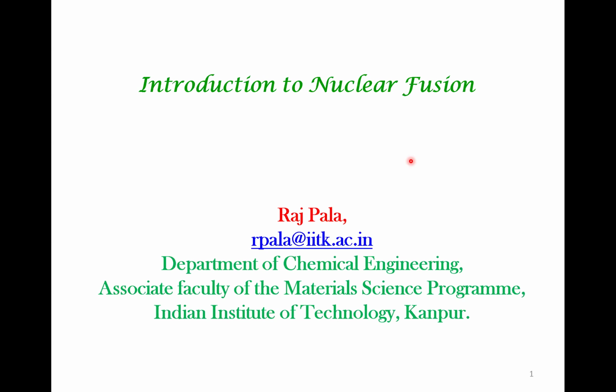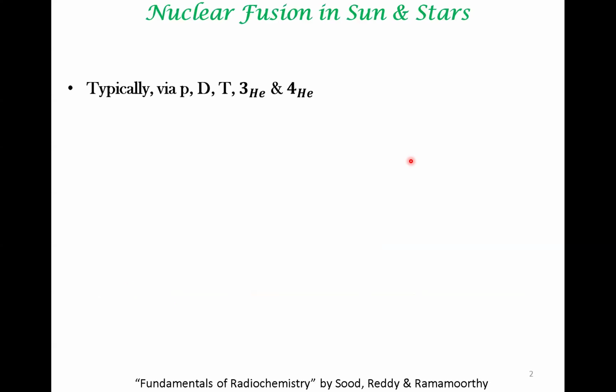In any case, let's see where it is relevant and some features of nuclear fusion. It is most relevant to understand the energy production in the sun and other stars. So typically, nuclear fusion involves light elemental nuclei. The reason for this is the Coulomb barrier.